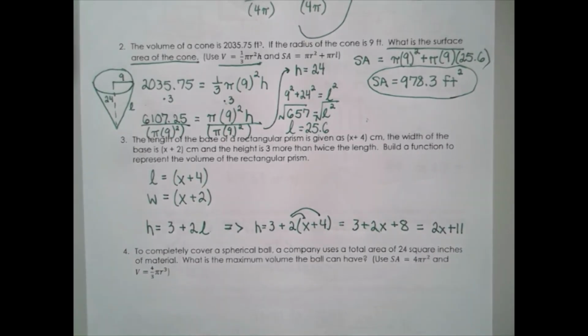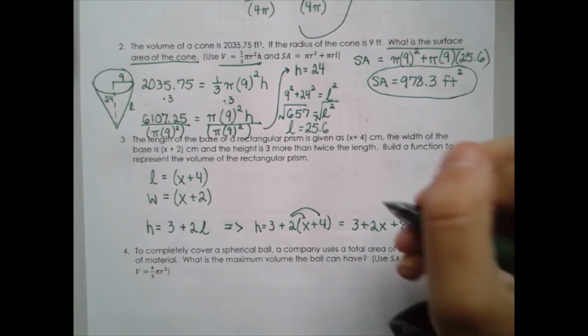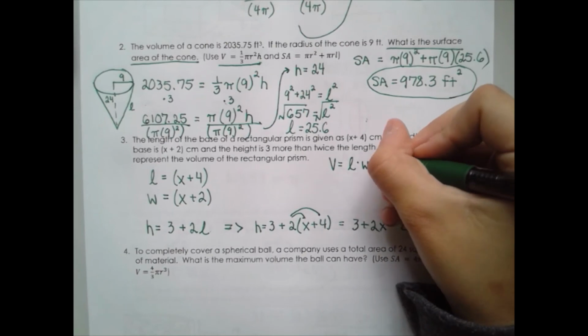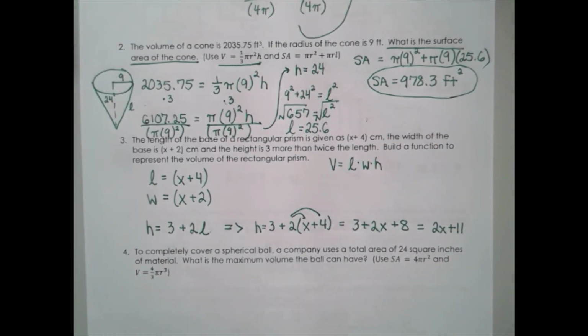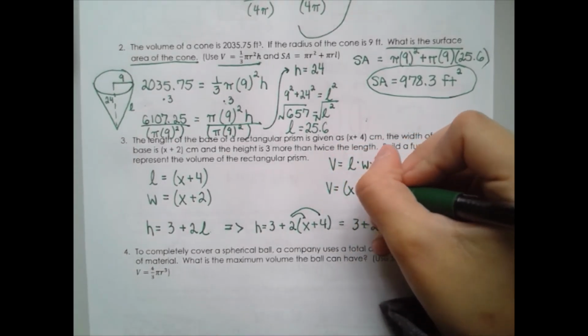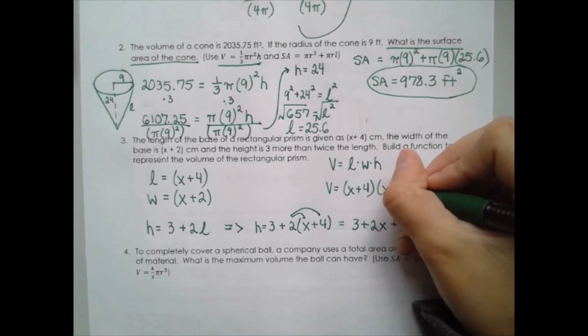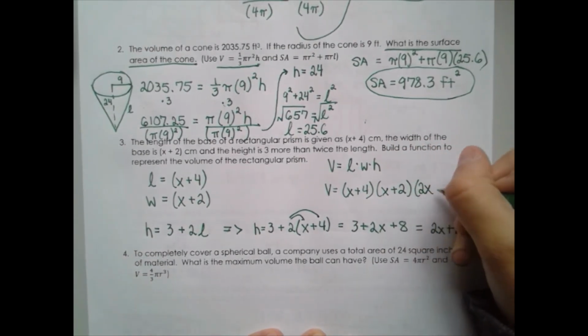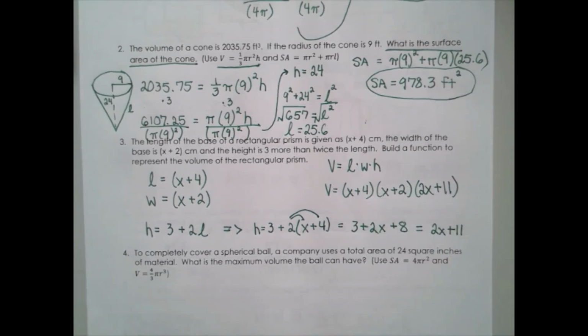To build a function that represents the volume, our volume is length times width times height. All we would do here is write our factors out beside each other. So length is x plus 4, width is x plus 2, and our height would be 2x plus 11. So this takes some extra algebra skills, so it's a little bit challenging to find our height, but it's not too hard to figure out our equation from there.